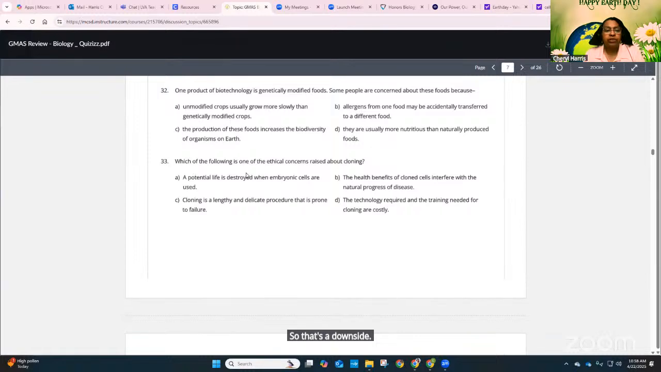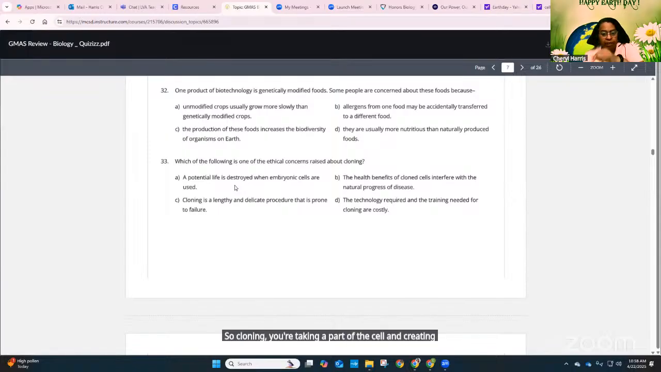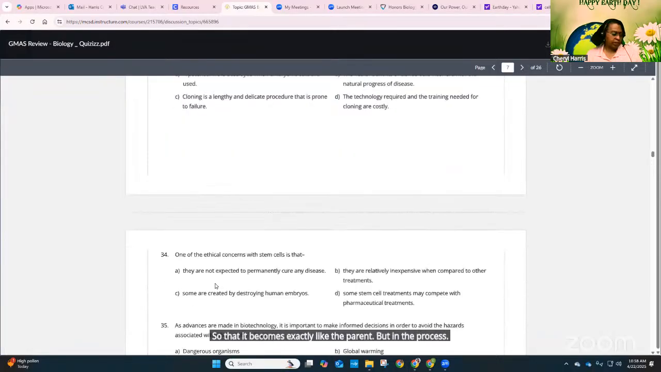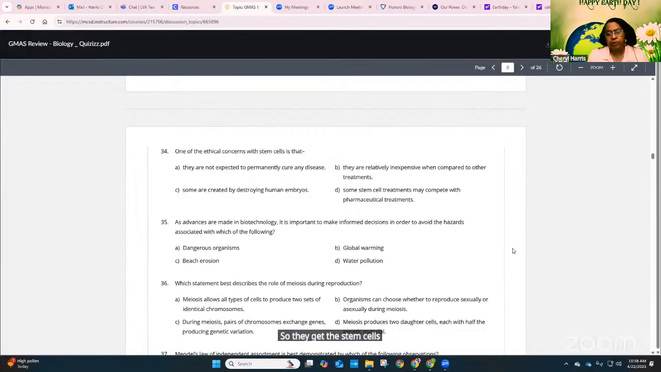All right, 33. Which of the following is one of the ethical concerns raised about cloning? And it's a similar thing, that potential life is destroyed when the embryonic cells are used. So cloning, you're taking a part of the cell and duplicating it so that it becomes exactly like the parent. But in the process, you do destroy. And I think the next question is the same. The ethical message of stem cell research is C. Some are created by destroying human embryos. So they get the stem cells from human embryos.